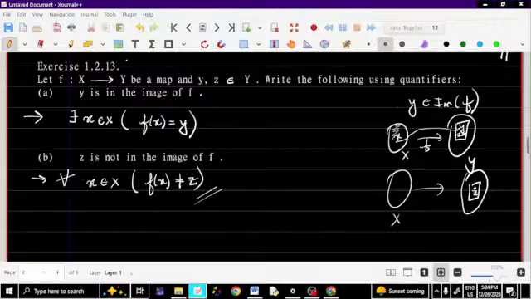Okay, so that's how you negate. That's how you write these statements using quantifiers. Right? Thank you.